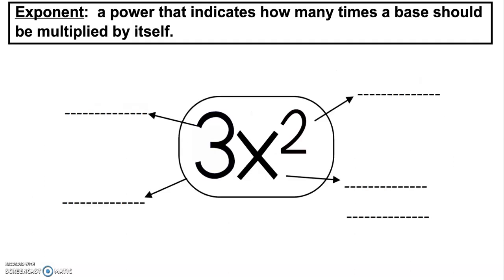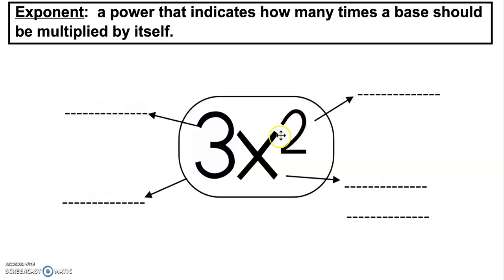So first, let's talk about what an exponent is. This is actually in your foldable, so if you didn't copy this down already in your foldable, please make sure you do. An exponent is a power that indicates how many times a base should be multiplied by itself. So if we have something like 4 to the third power, that means we're multiplying 4 times 4 times 4.